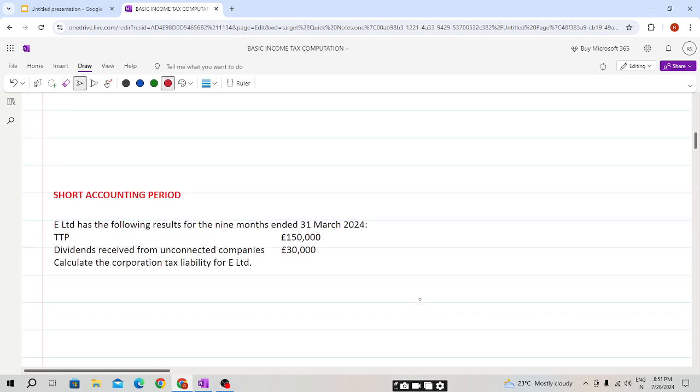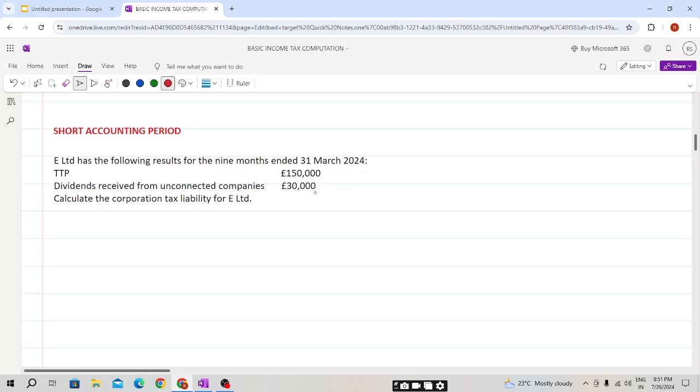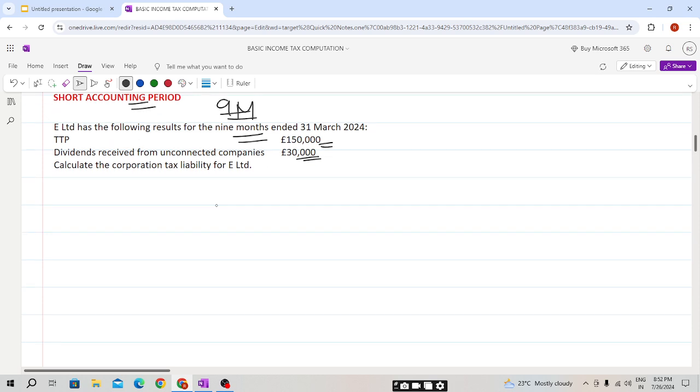Now coming to the case of short accounting period, students. E Limited has the following results for 9 months ended. So it is 9 months. This is a short accounting period. The accounting period is usually 12 months, but students, it is for less than 12 months. We need to divide the upper limit and lower limit. So the TTP is 150,000 and dividend received from unconnected company is 30,000 pounds. Calculate the corporation tax liability for E Limited.